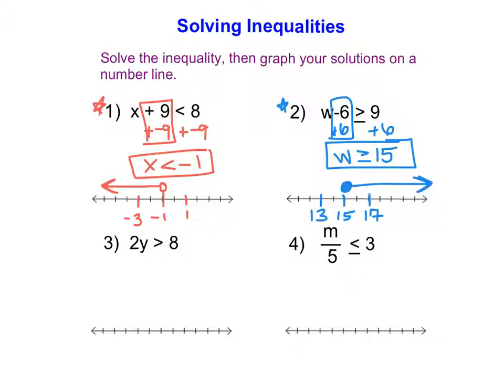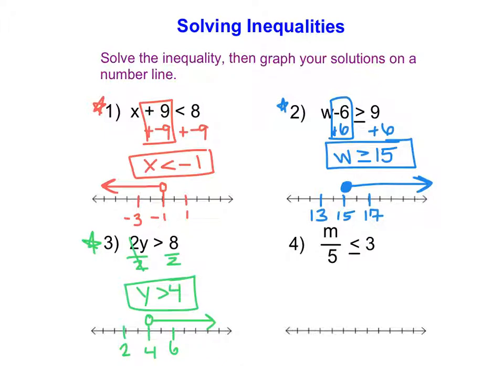So we want to go towards the 17 because those numbers are larger. The next one, on number 3, we see 2y is greater than 8. Hopefully your gut is telling you to divide each side by 2. So we're left with y is greater than 4. Then we go to our number line. We have 4, I'm going to do 6 and 2. We have an open circle at 4, and then we want all of the numbers that are bigger than 4.